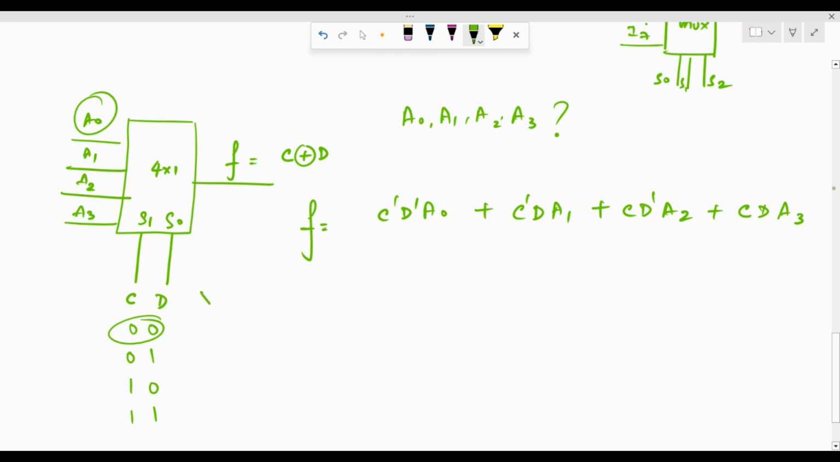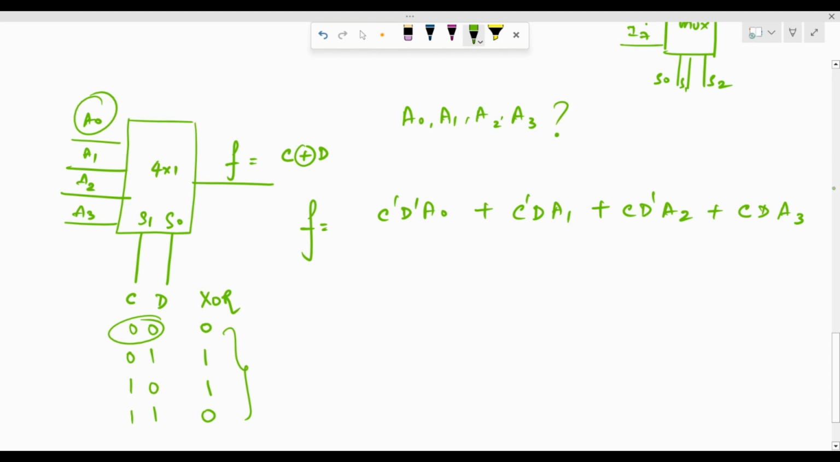Now it is really interesting to note the output of an XOR gate. We know the XOR truth table. For 0 0, the output is 0, 0 1 is 1, 1 0 is 1, 1 1 is going to be 0. So this is actually the truth table of the XOR gate.